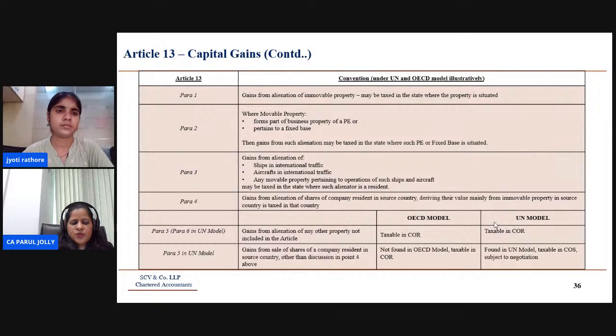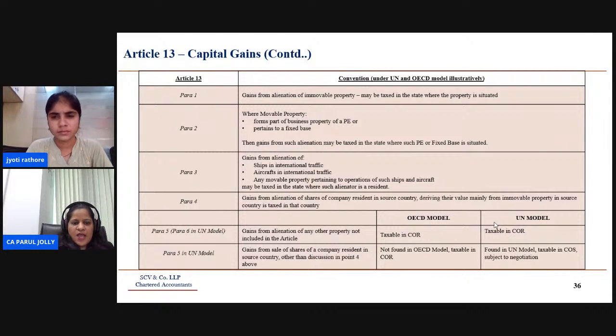In that case, the transfer gets taxed in the state where the permanent establishment or the fixed base is situated. Then paragraph 3 generally deals with the transfer of ships in international traffic or aircraft in international traffic, or any movable property related to the operations of such ships or aircraft, and the right to tax is given to the country of residence. General principle. Para 4, which is there in a few treaties like the India-Switzerland treaty, covers gain from alienation of shares of a company resident in the source state deriving value mainly from immovable property in another country. So we are selling the shares, and the shares derive value from immovable property which is situated in another jurisdiction. So the taxing right is given to that country.